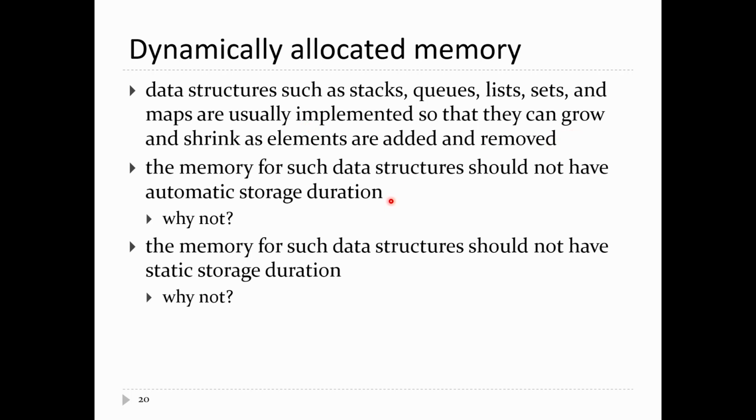right? Now, if you're really going to want to implement something like this, then the data structure you're implementing, wherever you're storing the data for these elements, can't have automatic storage, right? So why not? Because when you add the thing to the list inside your method, if that storage is automatic, it goes away after the function returns, right?